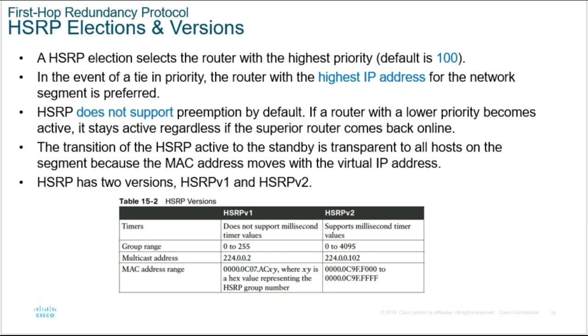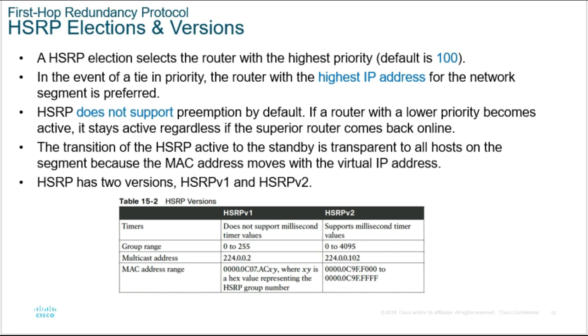So currently there are 2 versions of HSRP, and the later version is not backward compatible with the earlier version. So the difference between the two is, one, in terms of timers. HSRP v1 does not support millisecond timer values. So that means you can only modify the timers in values of seconds. So that means it is less granular control of the timer compared to HSRP v2, which does support millisecond timers. So you can configure the timers in the range of milliseconds.